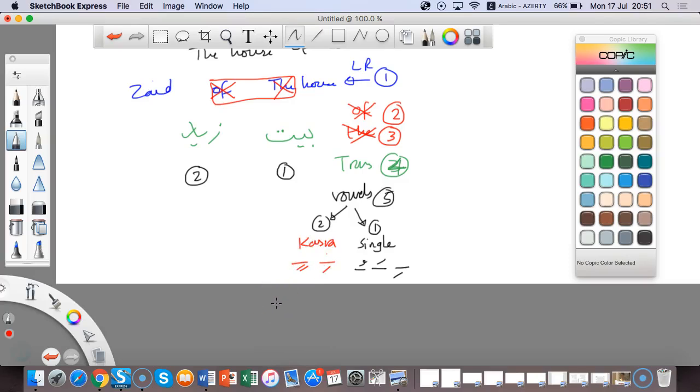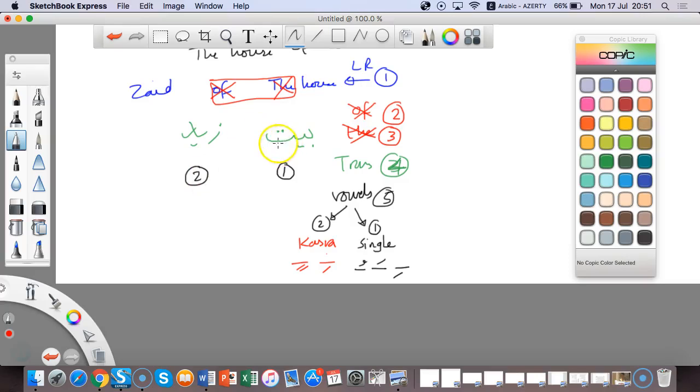So the first word of the idafa rule takes what? A single vowel. Which vowels? Either single dhamma or single fatha or kasra. And what can the second word of the idafa rule only take? Only kasra. What does that mean? Single or double. Make sense?